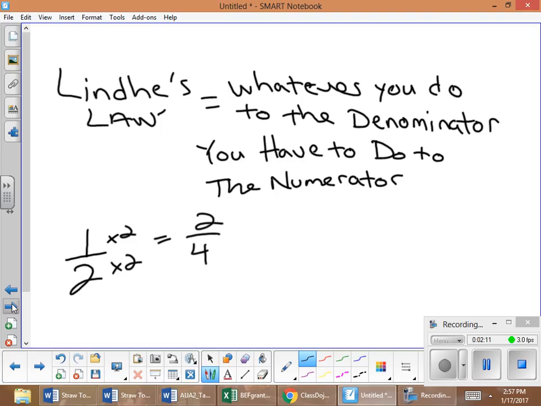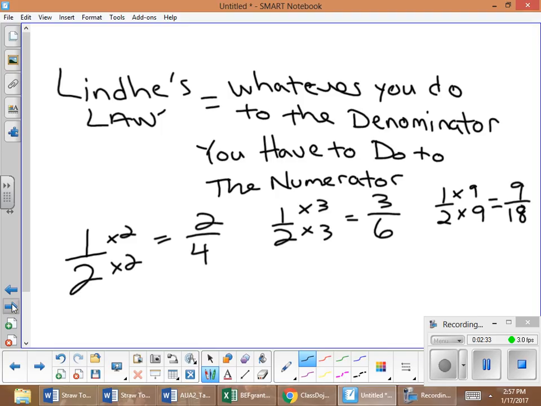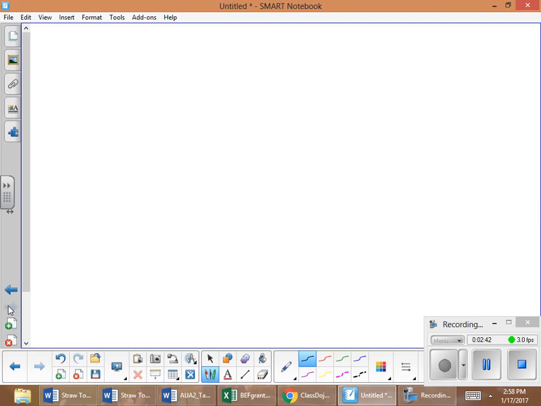You guys would know that. I can also start off with 1/2, and I can multiply the denominator by 3, which means I have to multiply the numerator by 3. So the bottom would be 6, the top would be 3. You guys know that 3/6 equals 1/2. So as you can see, I can pick any number that I want. Let's pick a 9. I can pick 9 here if I want. 2 times 9 equals 18, and 1 times 9 equals 9. So 9/18 is equal to 1/2. Same thing there.